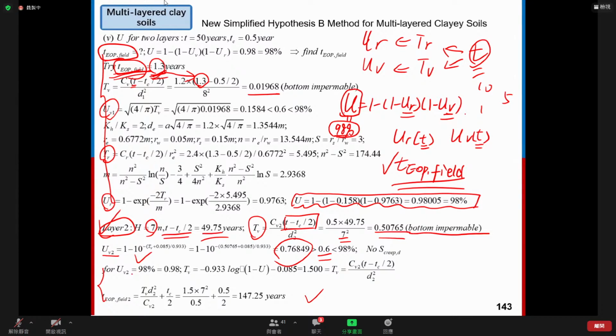And for layer 2, UV equal to 98%, we directly use this one to replace this value here. Then we can get TV. TV is equal to 1.5. Then we have the TV value, we can easily calculate this T, right? CV, TC, D, we all know already. So this T actually is TEOP at field 2 for the second layer. So it is this large value, more than 100 years. So you can see that the end of primary consolidation for the alluvium takes quite a long time.